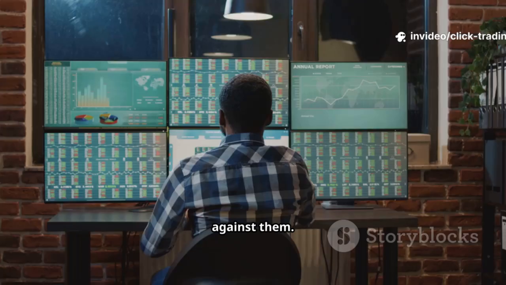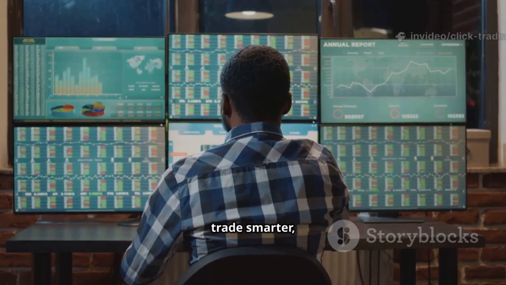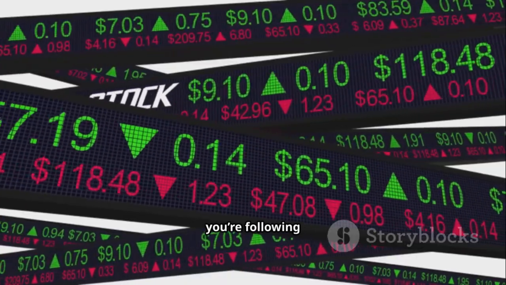not against them. Visualizing order blocks lets you trade smarter, not harder. Instead of guessing, you're following the money.